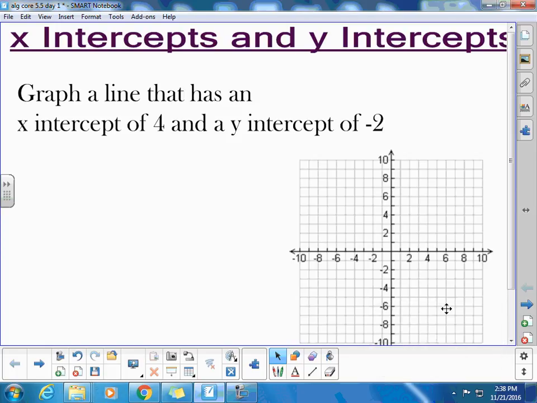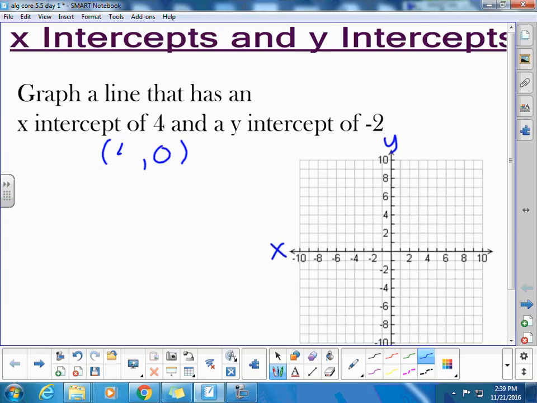5.5, day 1. X and Y intercepts. Graph a line that has an x-intercept of 4 and a y-intercept of -2. And remember, x-intercept of 4, that is where it crosses the x-axis. And where it crosses the x-axis, anywhere on the x, y is going to be 0.